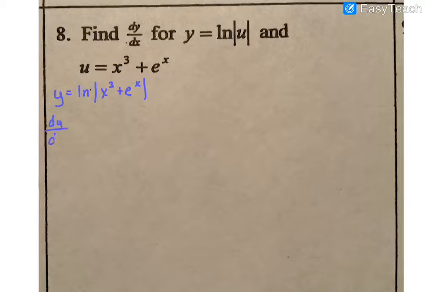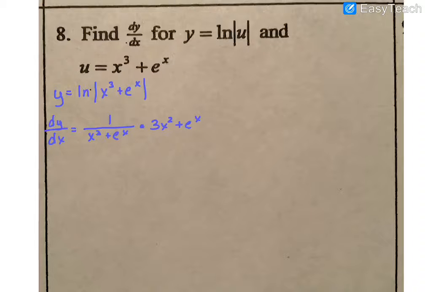So the derivative of y is dy dx. Then you have to ask yourself, what is the derivative of the natural log of something? The derivative of the natural log of something is 1 over something. So in this case, 1 over x cubed plus e to the x. And then you can't forget that we have to multiply by the derivative of something, so the derivative of x cubed plus e to the x. Derivative of x cubed is 3x squared, plus derivative of e to the x is e to the x.